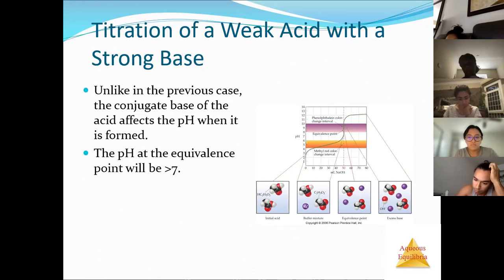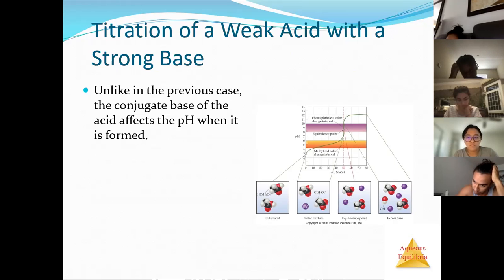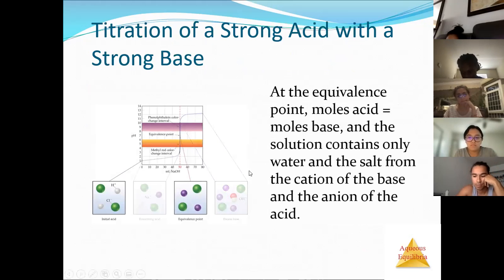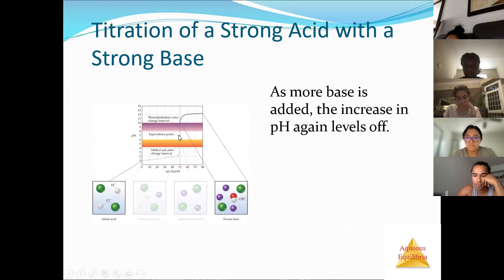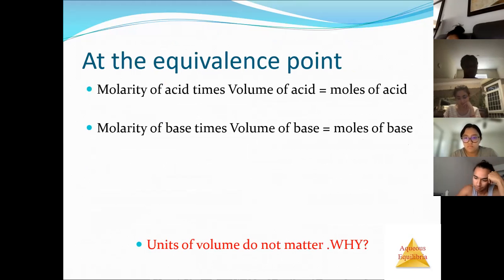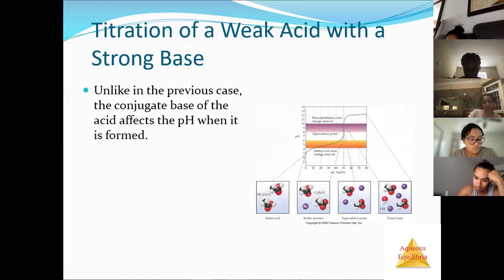Now, you brought up a point. Look at where the equivalence point is for the weak acid with the strong base versus the equivalence point for the strong acid and a strong base, which is about 7, pH 7. Why is the equivalence point of the weak acid higher than 7? Am I not just adding acid and base together? And if they're equal, then shouldn't it be 7?